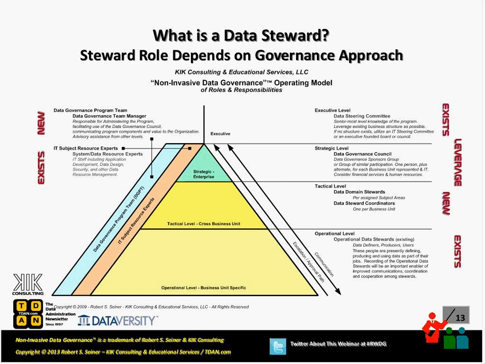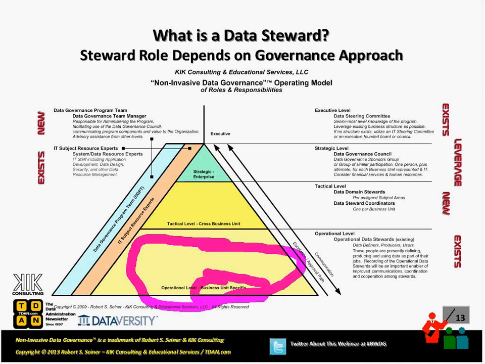The diagram that I mentioned a little earlier shows the different roles and responsibilities associated with a non-invasive data governance program. Down here, and I'm going to see if I can circle some of these things, the operational level, that's one that I just talked about a moment ago. Those are individuals that work within a specific business unit that have responsibility for that data within that business unit, but not necessarily outside that business unit. When we identify people that have responsibility for data across business units, that's the next level up. That's the tactical level. And those are individuals that have responsibility for a certain subject area of data across the organization rather than just within their business unit.